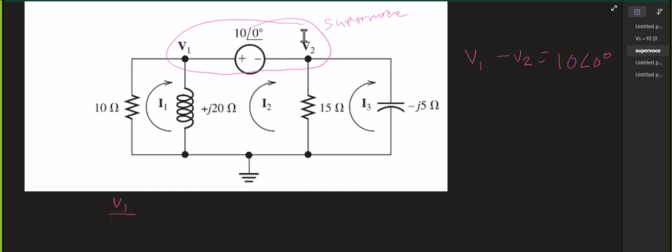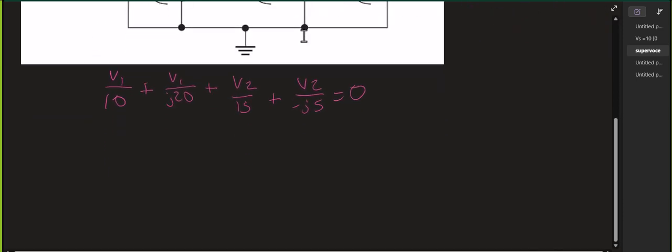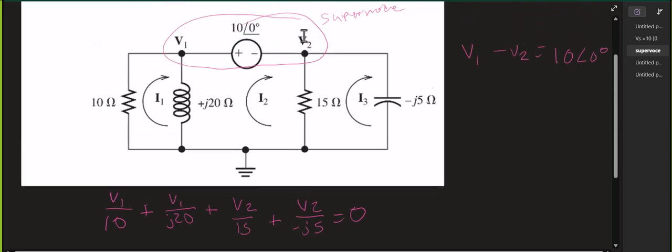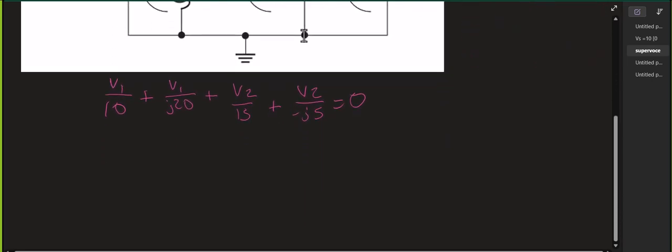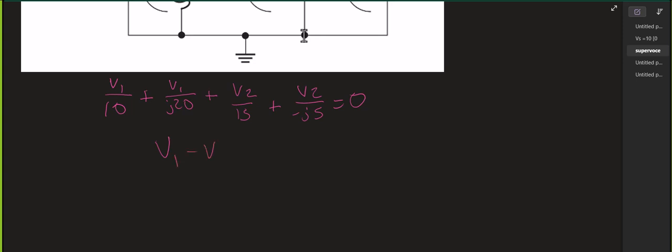So I'll start by saying V1 over 10 plus V1 over j20 plus V2 over 15, and then plus V2 over negative j5 equals 0. So those are my two equations. I have that equation, and then I have V1 minus V2 equals 10 angle 0.